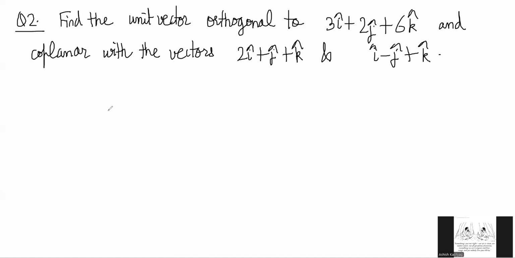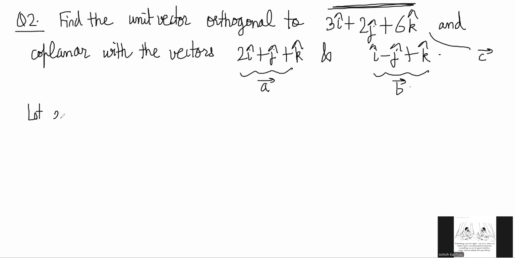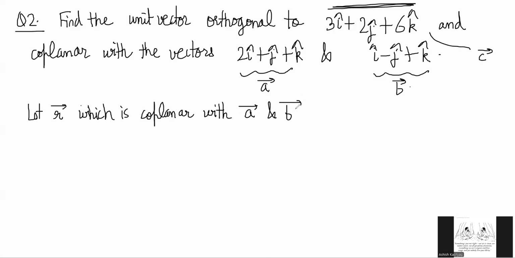So first of all, you need to know what is the meaning of the word orthogonal. So when you say find a unit vector orthogonal to something, orthogonal means perpendicular, right? So let's say this is my A vector and this is my B vector, right? And C is 3i plus 2j plus 6k. This is my C vector, right? Now I need a vector. Let R vector be the unknown vector, which is coplanar with A and B and is orthogonal to C, right?